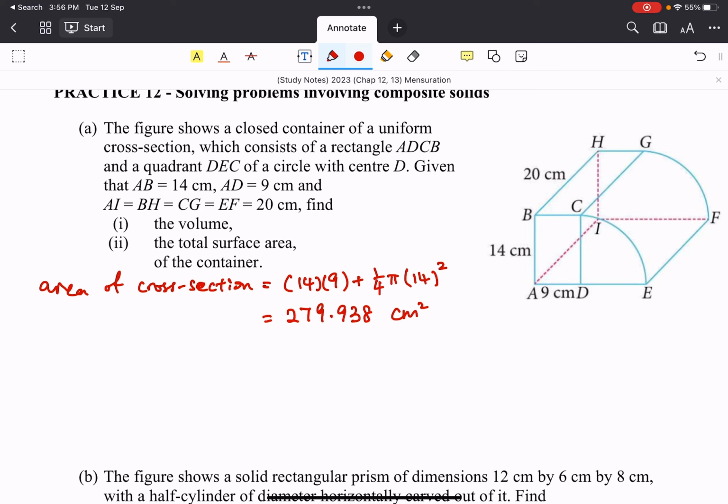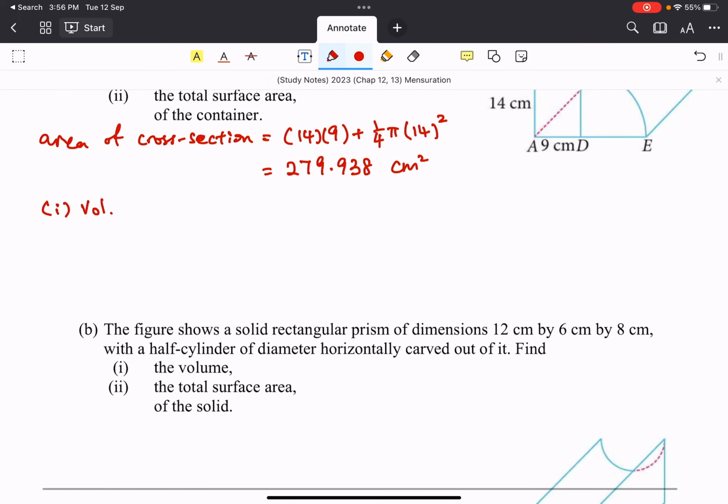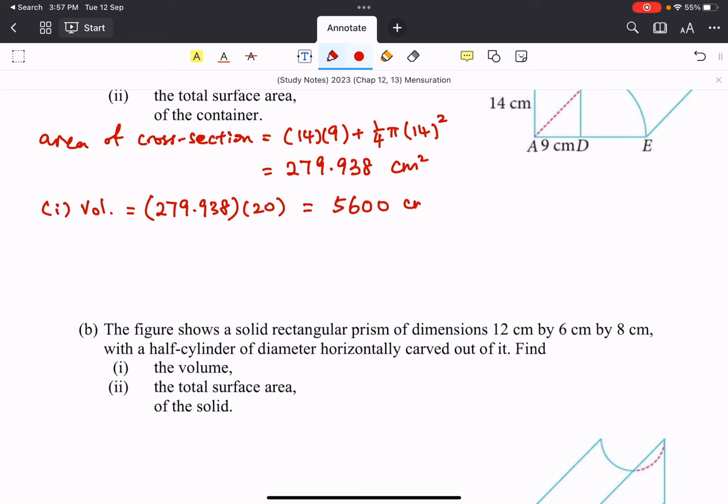So we have the cross section, and it is useful because it can be used to find both the volume and the total surface area, which is why we get this information first, right? So now let's find the volume. Let me scroll up. You should have read the question already. The volume is equal to the cross section multiplied by the length of the shape, which is 20. You work this one out and you will end up with 5,600 cubic centimeter corrected to 3 significant figures. Quite straightforward. The cross section times the length will give us the volume.